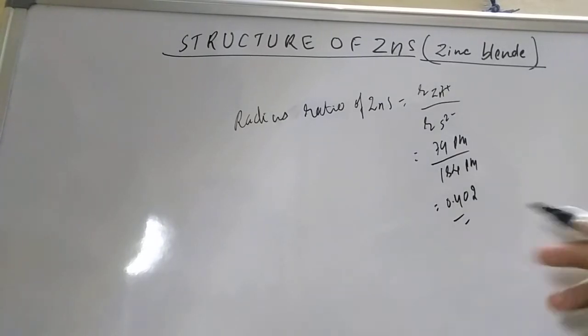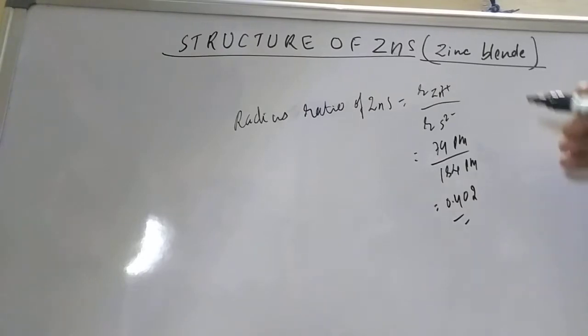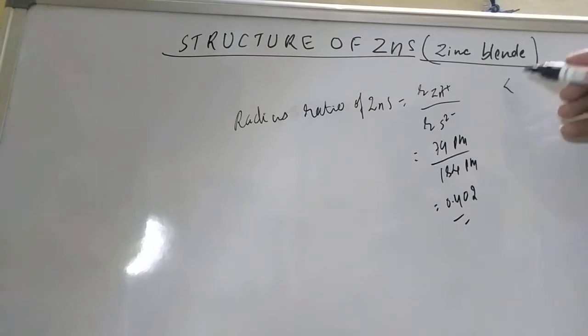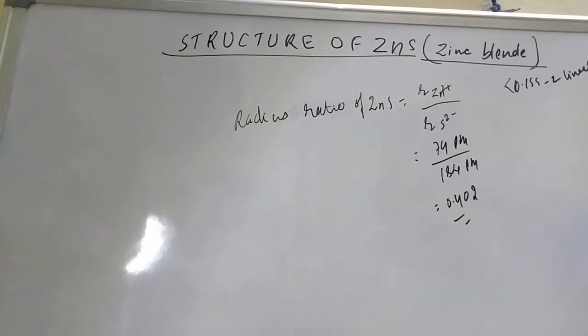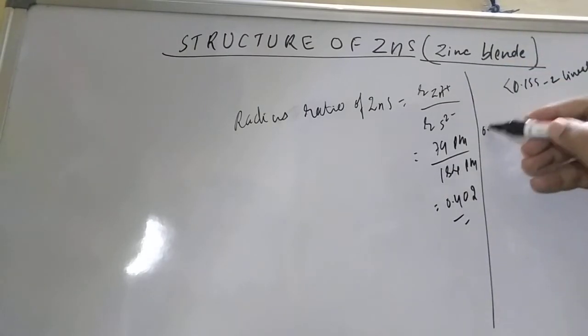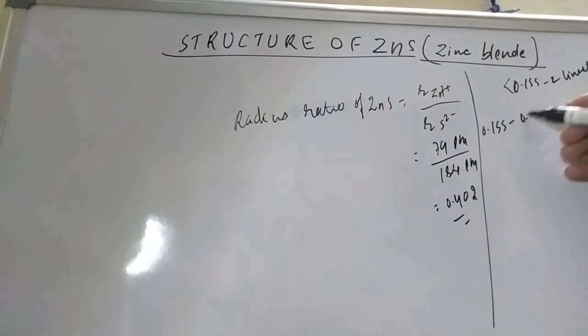Then only we will be able to decide this structure. We know that up to the limit of 0.155, the coordination number is 2 and the geometry is linear. If it is in the range 0.155 to 0.225, the coordination number is 3 and the geometry is trigonal planar.